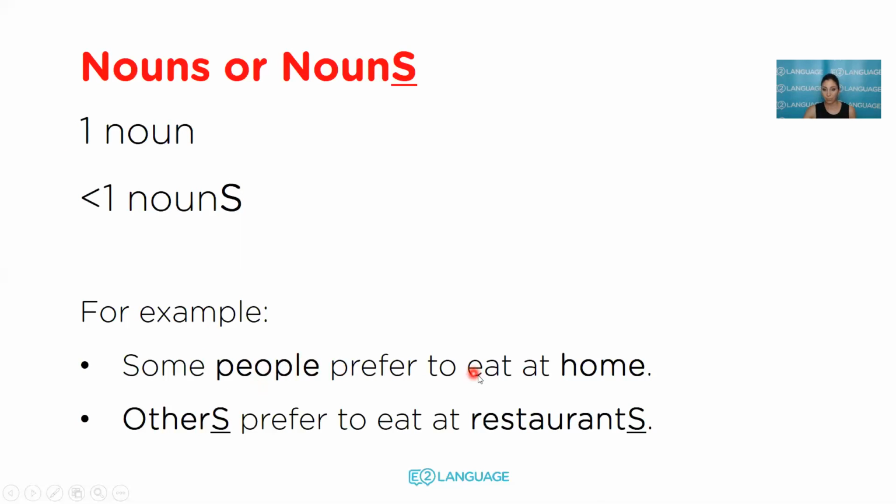Some people prefer to eat at home. So people here is plural. We don't say persons, we say people. So this is an irregular plural noun. It doesn't take S. Others prefer to eat at restaurants. So others, other people. It's plural, we have to take S. And restaurants, well, restaurants in general. And because it's a general noun, we make it plural, we add an S.